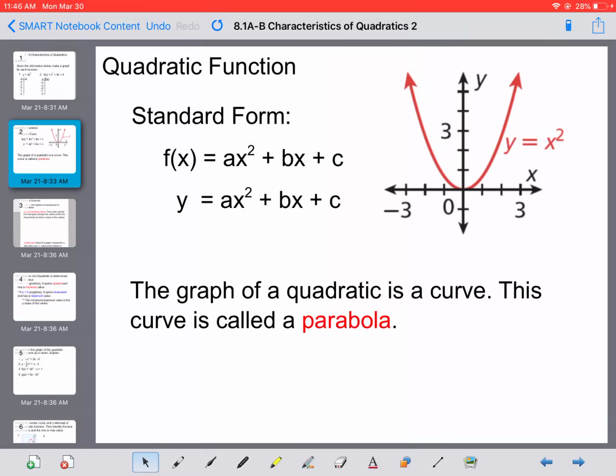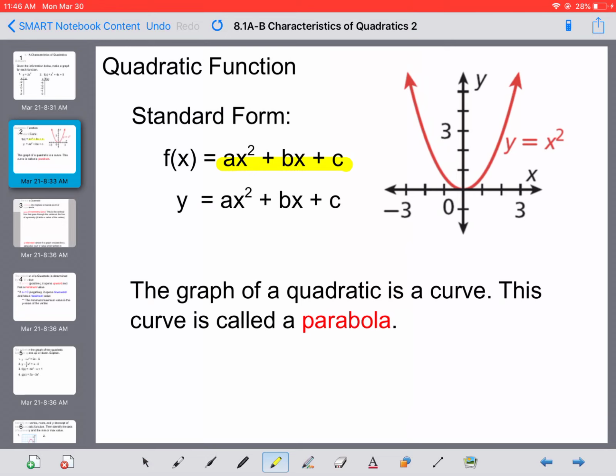Good morning. We are going to talk today about the characteristics of a quadratic function. A quadratic function is a function where the highest power is 2. If you recall from last unit, we did a lot of work with the function ax squared plus bx plus c when we were factoring. We were using quadratic functions because our highest exponent was 2.